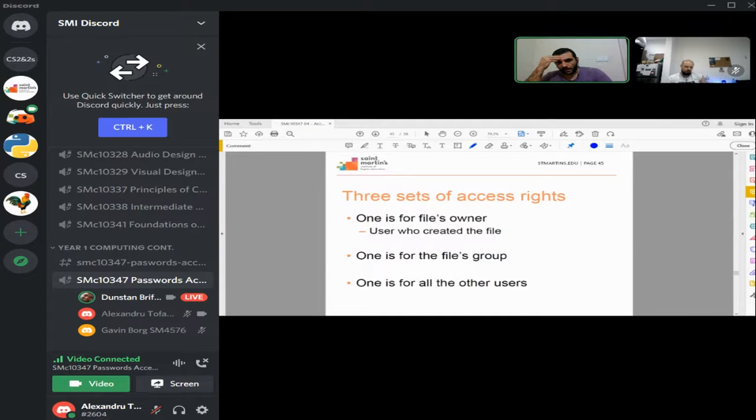So Unix distinguishes between these three classifications: owner, group, the other users, right? And rights are allocated to these three separately.